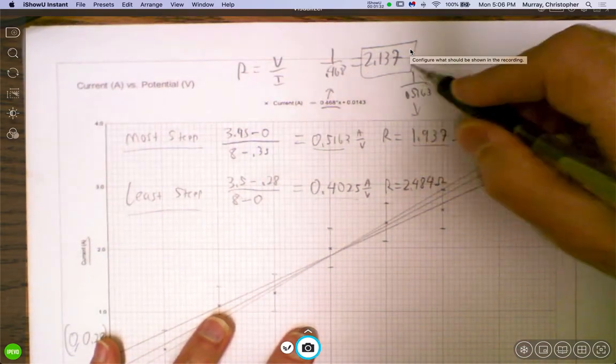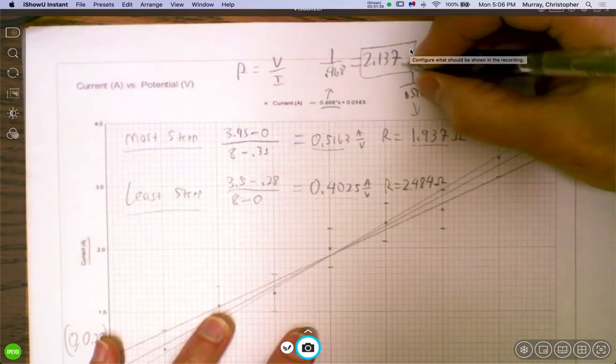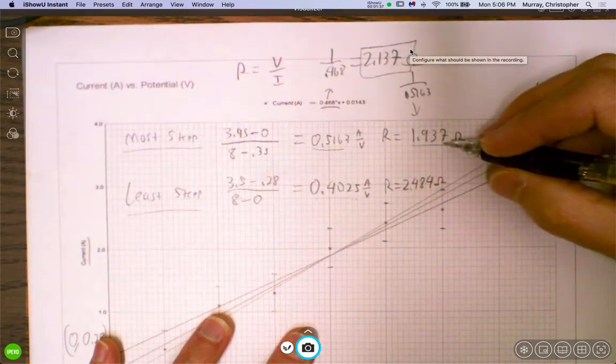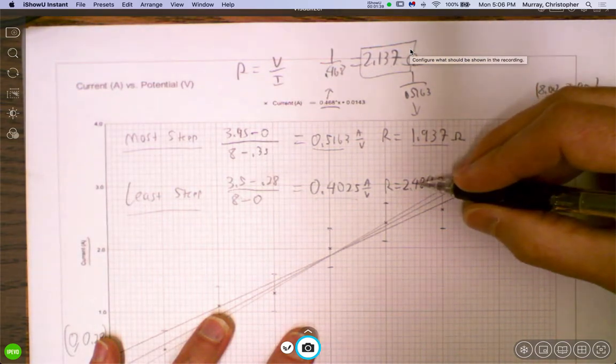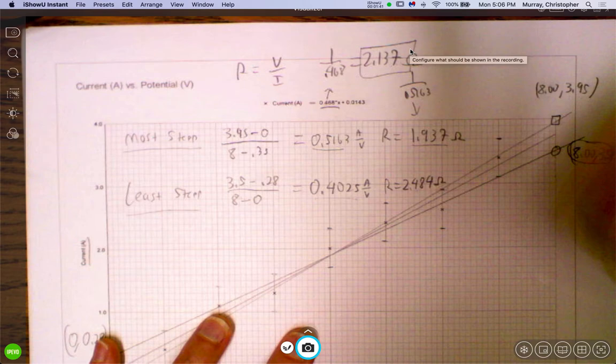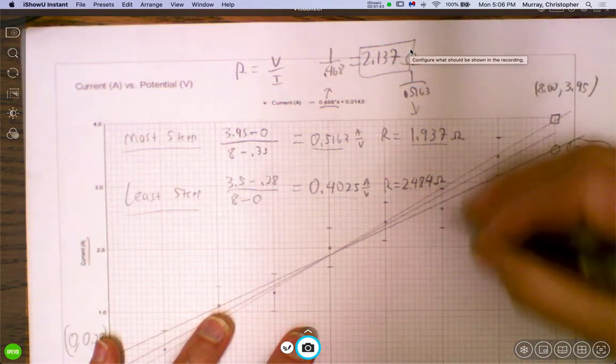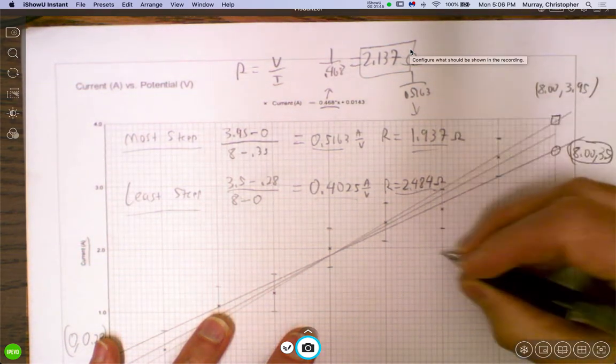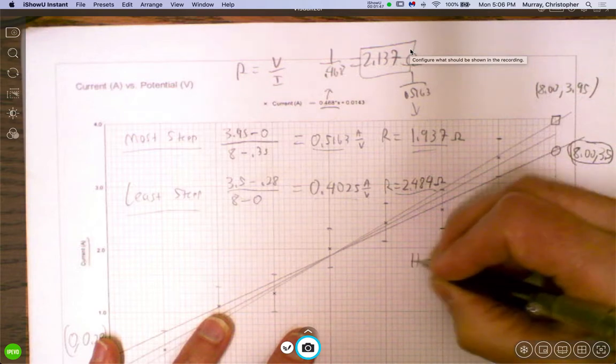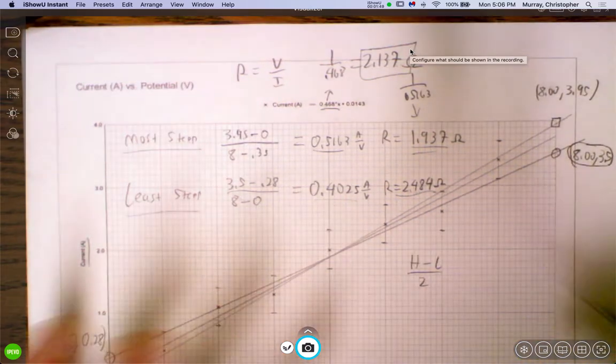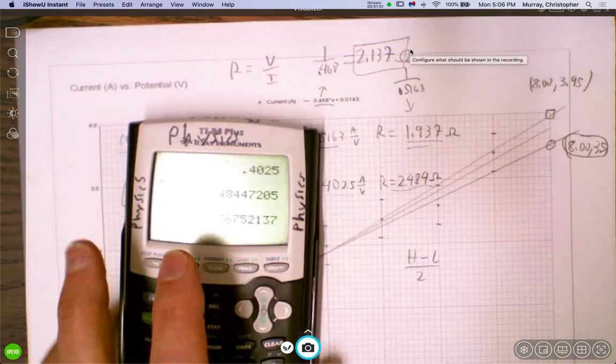All right. So 2.137 is our best guess for the resistance of the wire. This is the lowest that it could be, and this is the highest it could be. But we need to express this IB style. So what I'm going to do is go high minus low divided by 2. This is the most sophisticated statistics we do in physics.